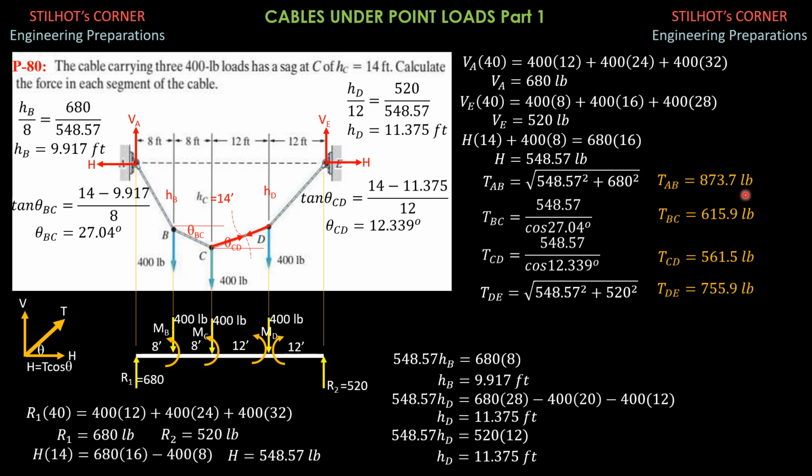By the way, the maximum tension occurs where the slope, or the angle that the tension makes with the horizontal, is greatest. So the cosine of that angle is smallest because T is H over cosine theta. T would be maximum if cosine theta is minimum, and that happens when theta is maximum. So it occurs in AB because the angle here is greatest.